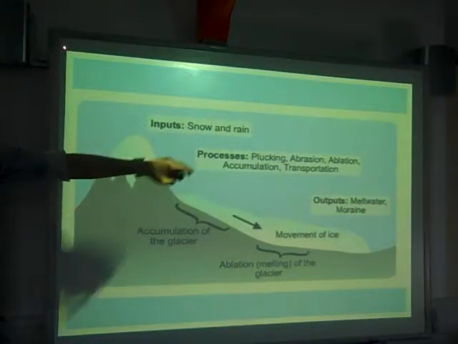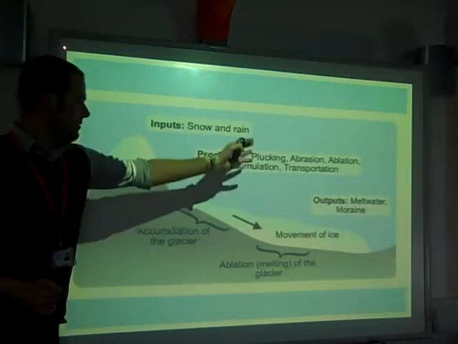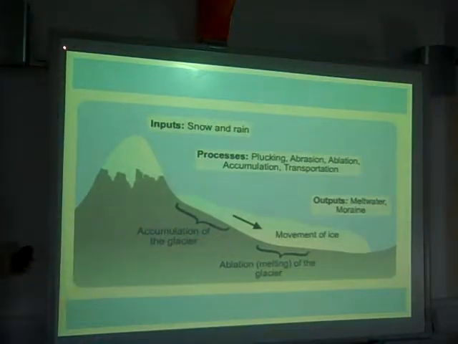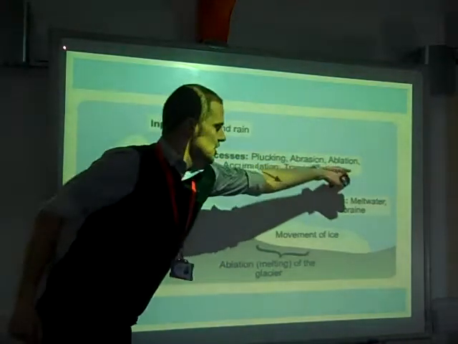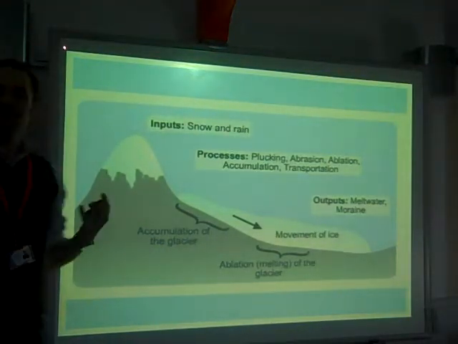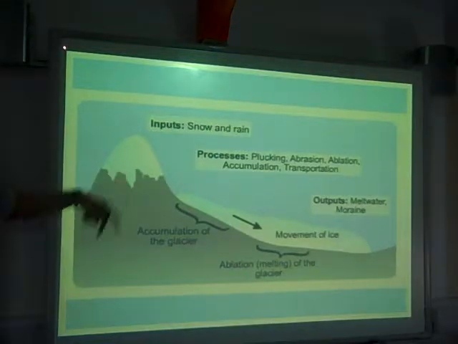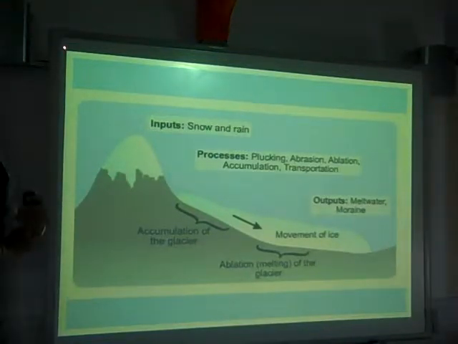You also have 2 areas within the glacial system. The zone of accumulation, where snow and ice has been accumulated, and the zone of ablation, where it has been lost. Also within your system you have outputs. The outputs are generally meltwaters and moraines. As you can see, glaciers don't move uphill, they move downhill.